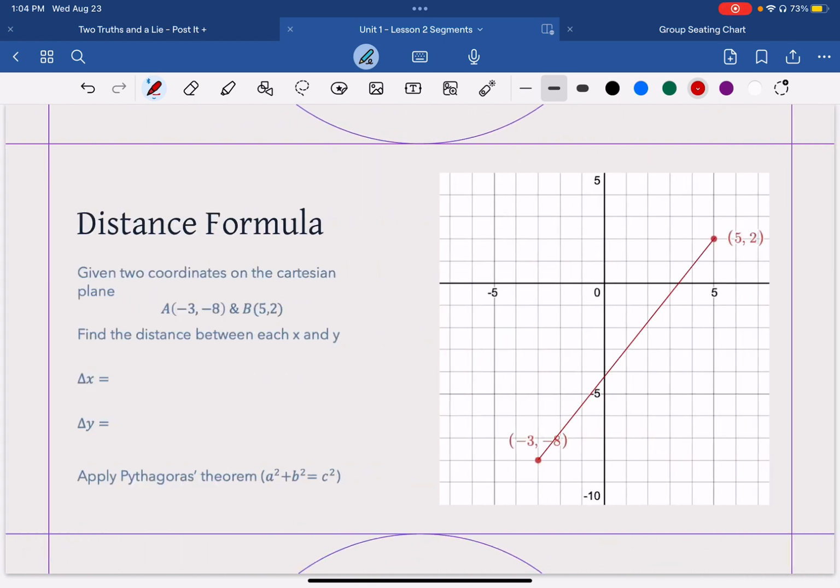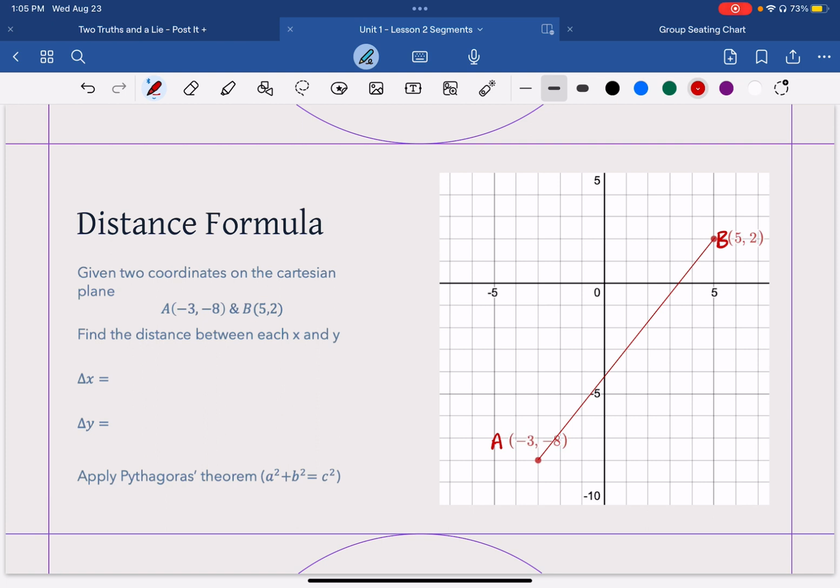All right, let's discuss the distance formula. The distance formula allows us to calculate the distance between two different points. So imagine we have point A, which is here, and we have point B, which is up here. We want to find the distance between these 2 points.